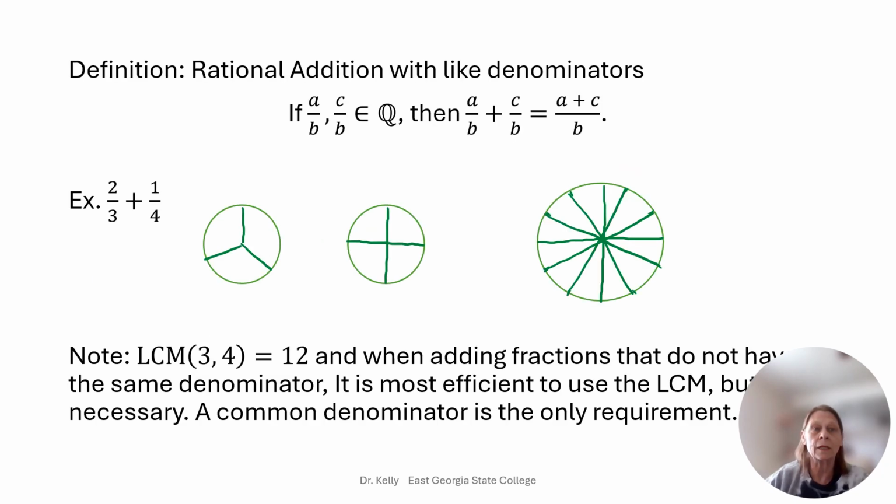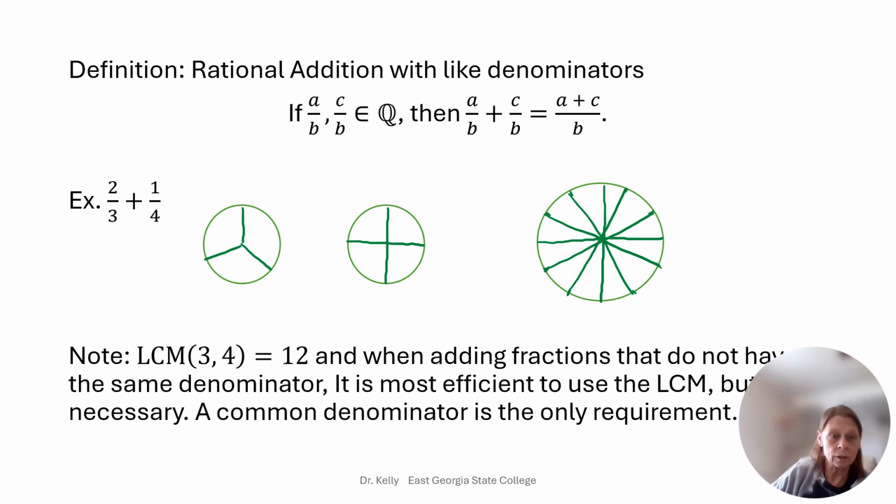All right, so let's get to the definition of rational addition with like denominators. If the rational number a over b and the rational number c over b, note that the denominators are the same, those are both b's, are elements of the rational numbers, then a over b plus c over b is equal to a plus c all over b. And so that is the definition of rational addition, what we've already modeled. So what happens when the denominators are not the same?